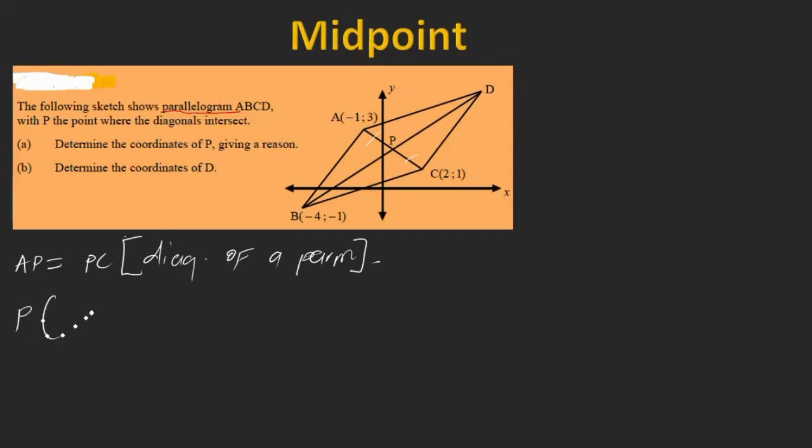Now, how do I find coordinates of P? According to the formula of midpoint, I'm supposed to say x at A plus x at C all over 2. Remember how you create the formula. You create the formula based on the coordinates you have. You don't just write anything, right?